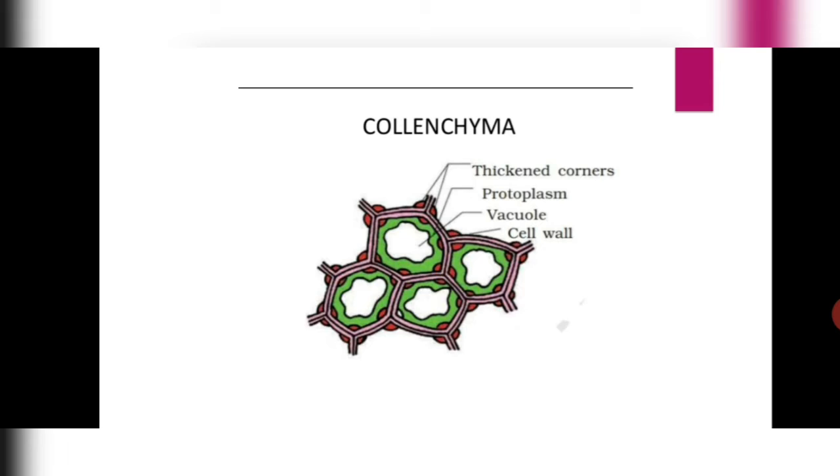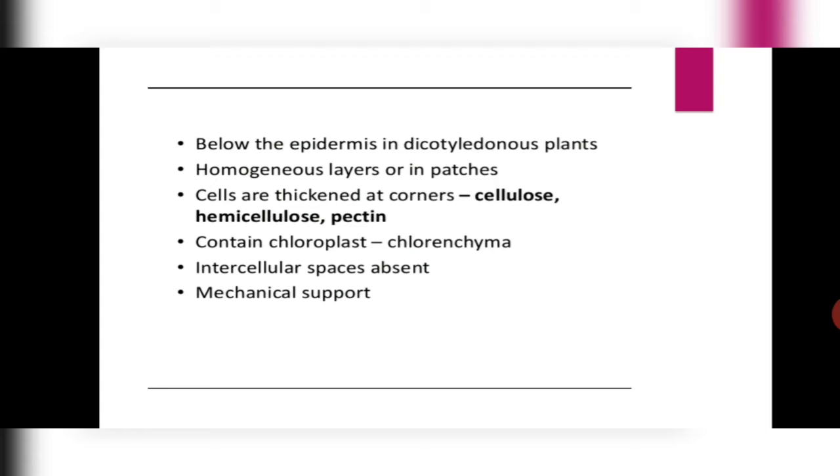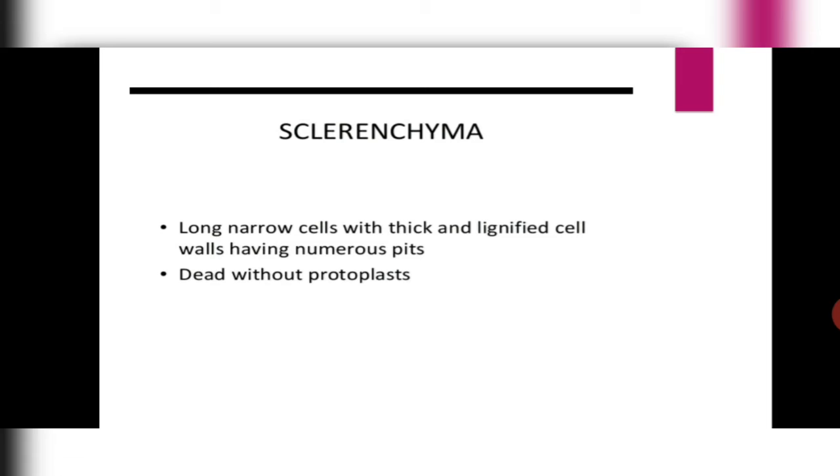Then we have collenchyma. As you can see in this particular diagram, collenchyma shows the thickened corners. Below the epidermis in the dicot plants, lots of collenchyma is present. It is a homogeneous layer, or it can be in patches also. Somewhere it is present, somewhere it is not. Cells are thickened in corners by cellulose, hemicellulose and pectin. It contains chloroplasts, that is why it is called chlorenchyma, and it is photosynthetic in nature. Obviously, intercellular spaces are absent. It is responsible for providing the mechanical support to the plant.